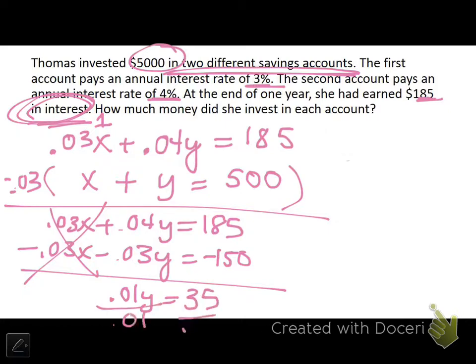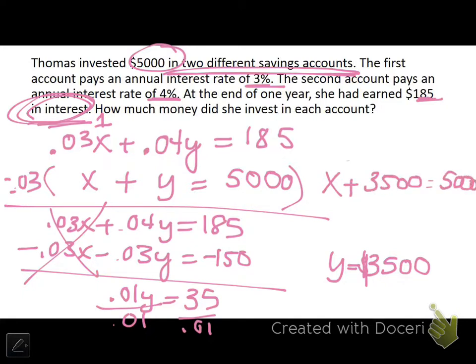Divide both sides. So then I should have $3,500 in one of my accounts. Got to figure out what's in my second account. So let's plug it back in. Okay, so subtract 5,000 and 3,500 from each other. So my other account should then be $1,500. Okay, make sure you label it. If you're talking about money, make sure you put the money sign.